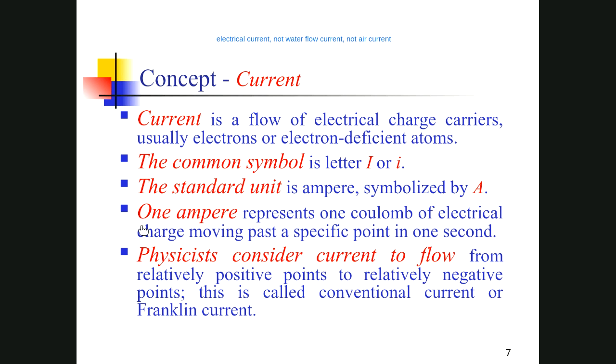What does it mean by 1 ampere? Actually, we just talked about it in the previous slide. 1 ampere represents 1 coulomb of electric charge moving past a specific point in 1 second.